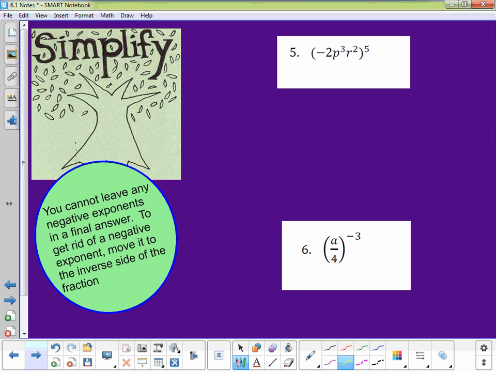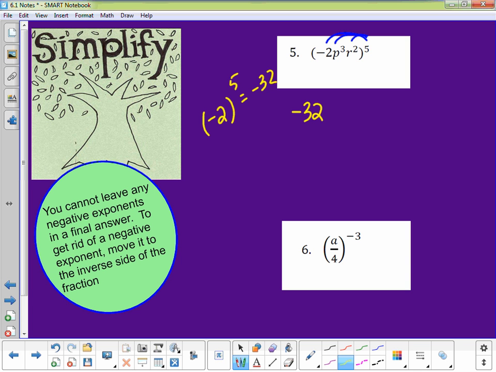Let's flip it over and look at numbers 5 and 6. In number 5, I'm taking everything and raising it to the 5th power. So I have negative 2p to the third r to the second, all to the 5th power. So again, everything inside gets raised to the 5th power. If you plug this into your calculator, be very careful. You need to put parentheses around your negative 2, okay? Because negative 2 to the 5th power is actually negative 32, and we need to be really careful that our calculator tells us the right thing. So negative 2 to the 5th power is negative 32.